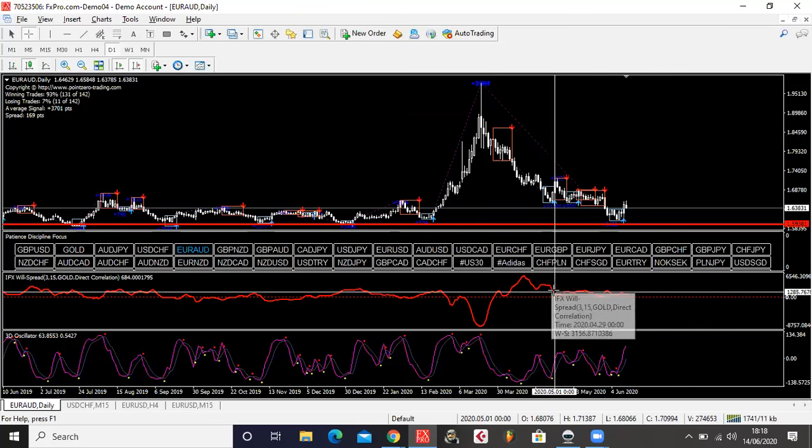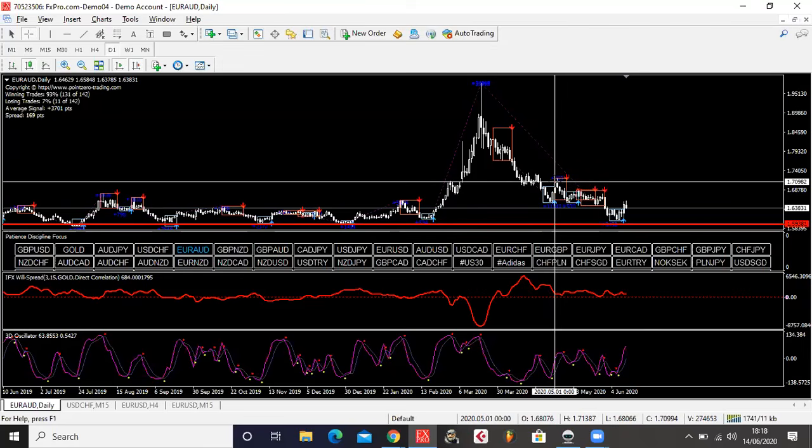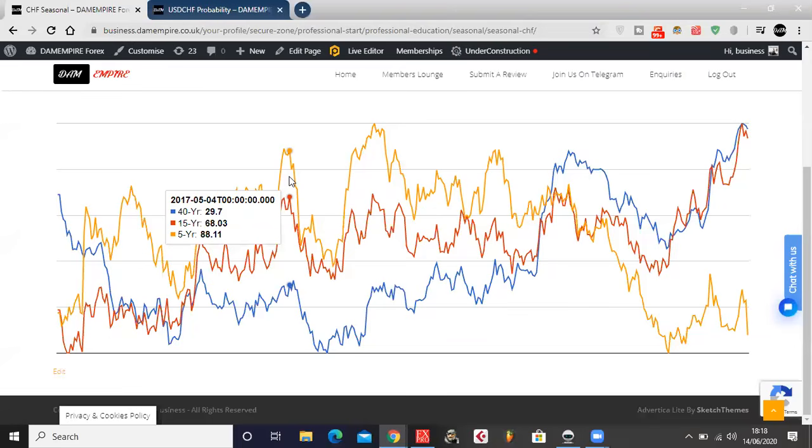So it says dip, and look at what happened, just like the seasonal predicted. Say on the 1st, it got to this peak right here. The first peak is on the 1st, and the second peak is on the 4th, right? On the 1st, it got to its peak, and then the 4th was the second peak.